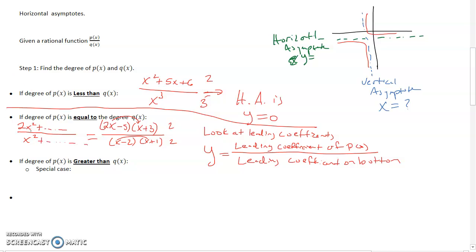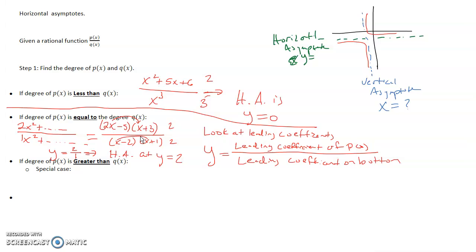Okay? What is the leading coefficient of the numerator? Well, the leading coefficient of the numerator is 2. And what's the leading coefficient of the denominator? Well, there's a 1 in front of the x squared, so the leading coefficient in the denominator is 1. So we know this has a horizontal asymptote at y equals 2. And let me pull up a graph and show you that.